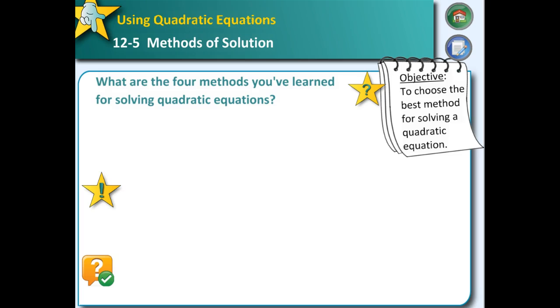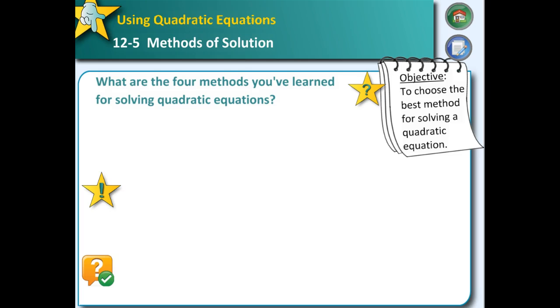So, method number 1 was back in chapter 5. We learned how to solve by factoring and our zero product property. We learned in section 12.1 how to solve when we have perfect squares. In 12.2 we saw how to solve by completing the square. And in section 12.3 we learned how to solve using the quadratic formula.